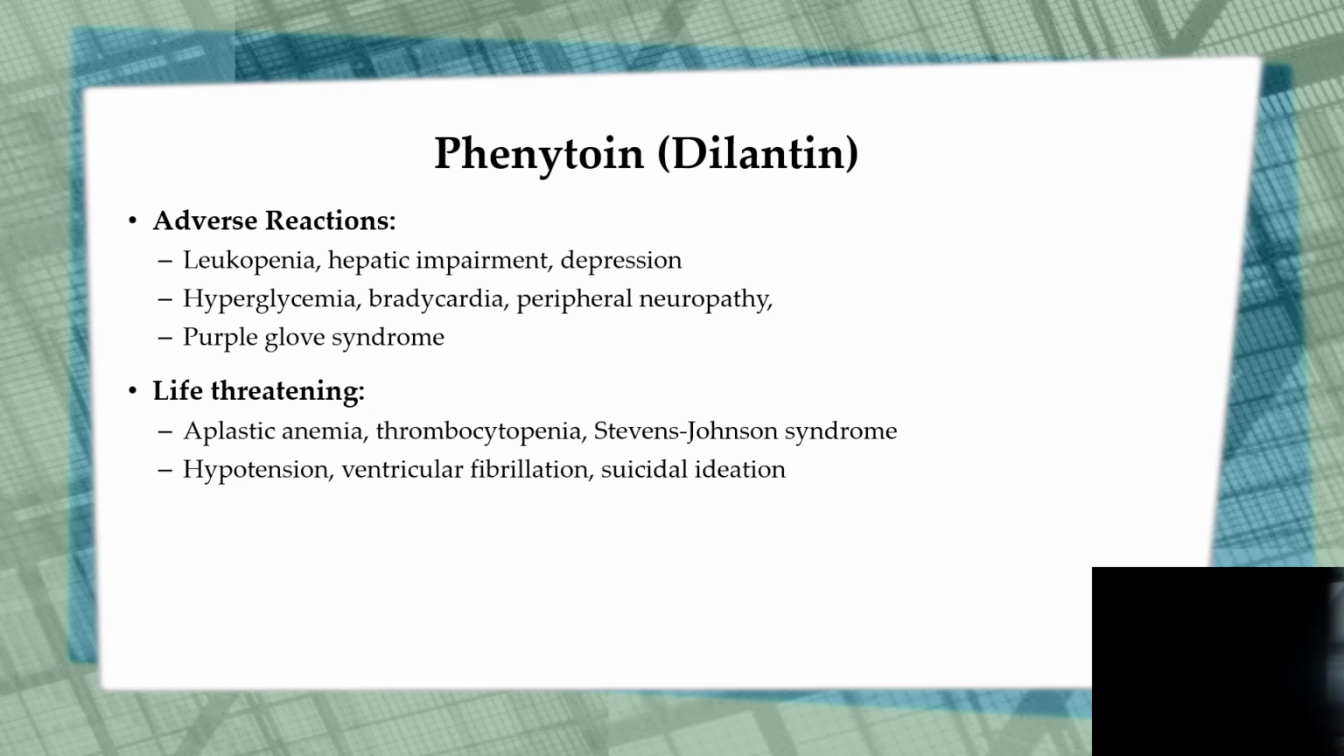Dilantin does have adverse reactions, and these adverse reactions include leukopenia, hepatic impairment, depression, hyperglycemia, bradycardia, peripheral neuropathy, and purple glove syndrome. Purple glove syndrome causes swelling, discoloration, and pain to the extremities. And sometimes it is so painful it may require amputation.